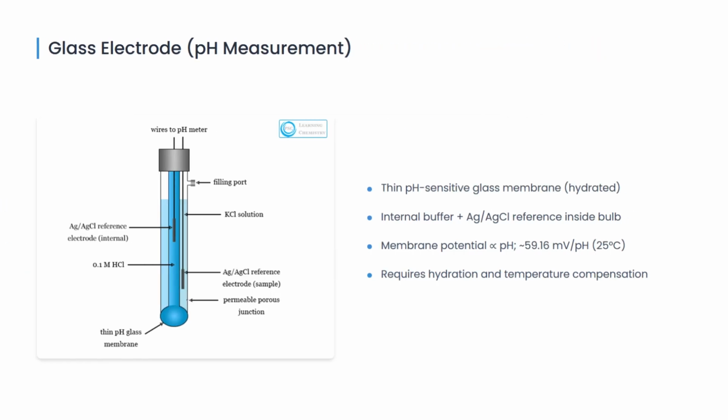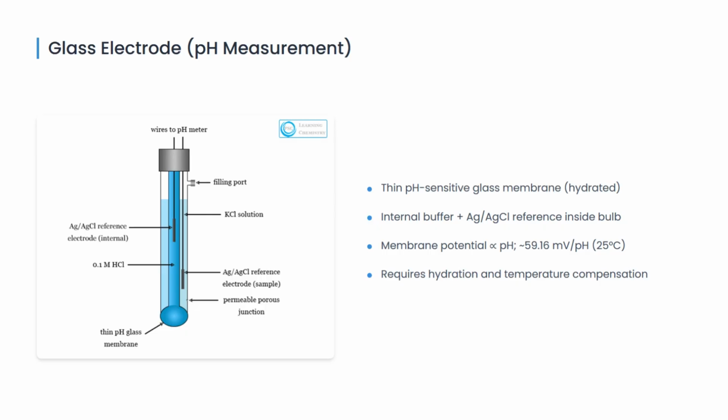Now let's understand the glass electrode for pH measurement. This is the familiar bulb at the end of a pH meter. The diagram shows wires connecting to the pH meter. Inside the glass housing, there is an internal AgCl reference electrode immersed in a 0.1 molar hydrochloric acid solution. The key part is the very thin pH-sensitive glass membrane at the bottom. There's also a filling port, and the outer body contains a potassium chloride solution with another AgCl reference electrode connected to the sample via a permeable porous junction.